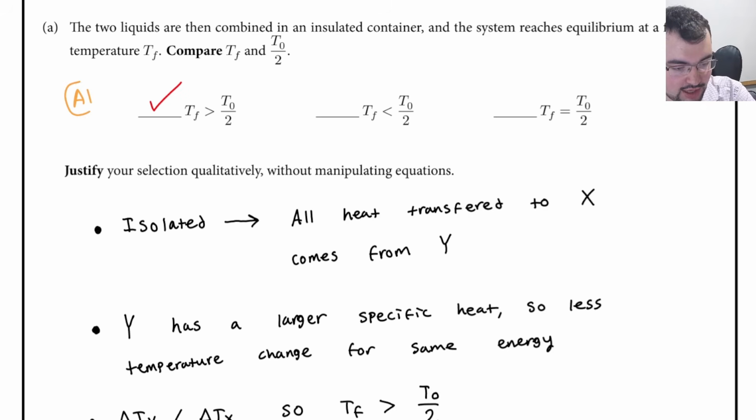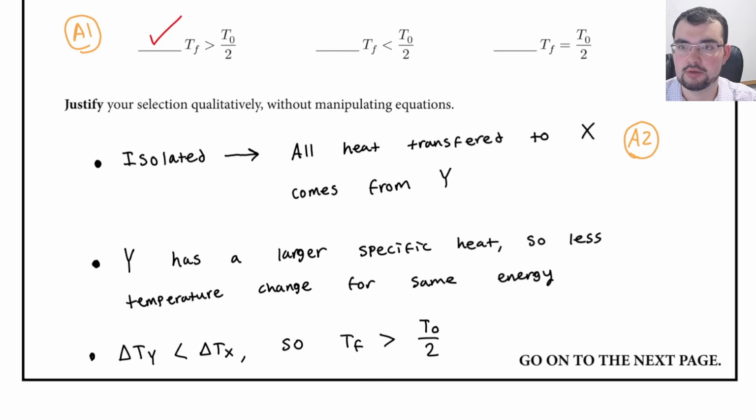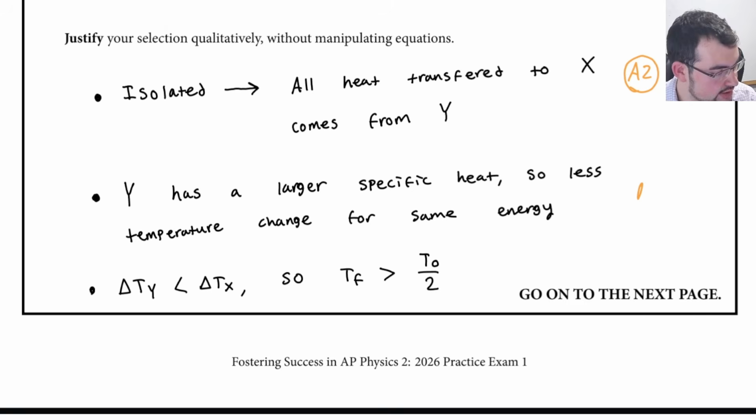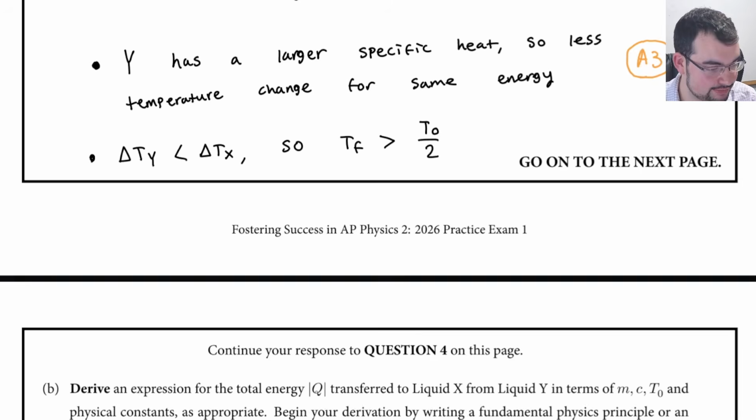A1 is for the checkbox. A2 is some statement equivalent to saying the heat transfer is the same, and then you have to have a correct statement of what specific heat means. So specific heat is telling you the energy cost per unit temperature or something like that. So this is how I got the second point. I imagine A3 is harder to get because most people would lead with this fact that the heat transfer is the same.